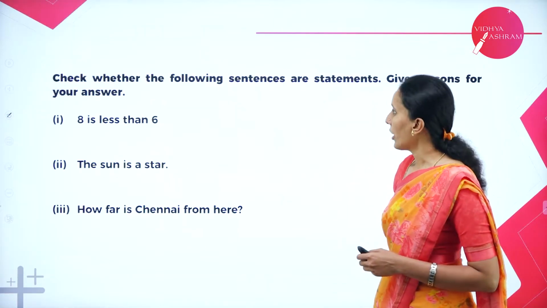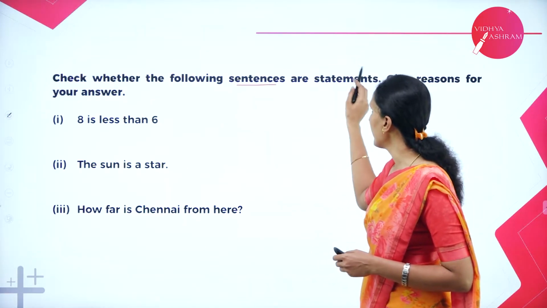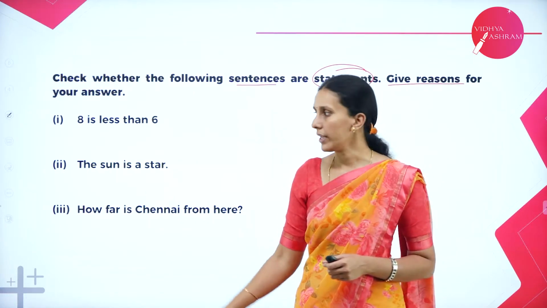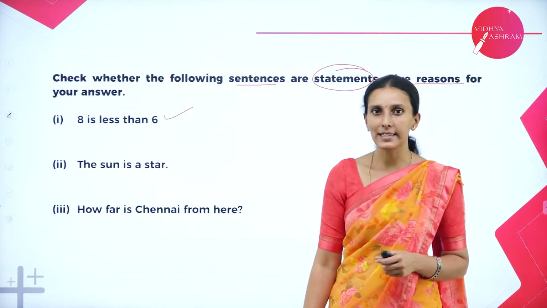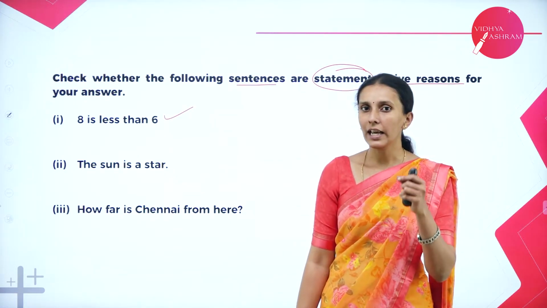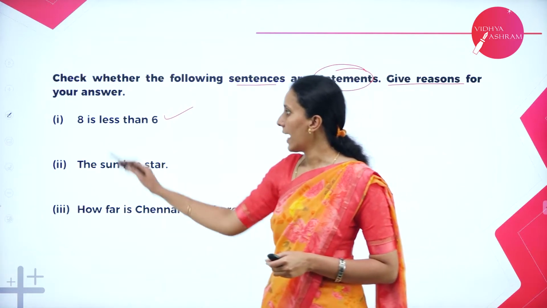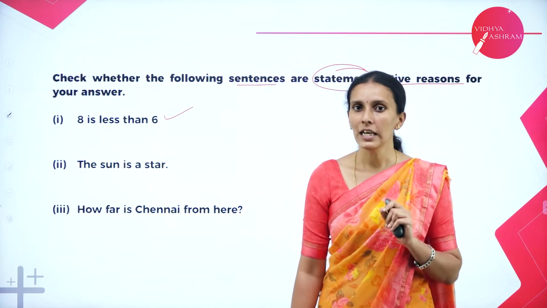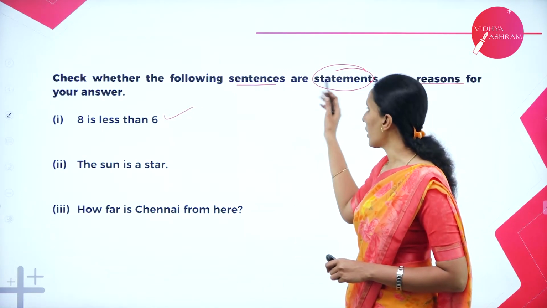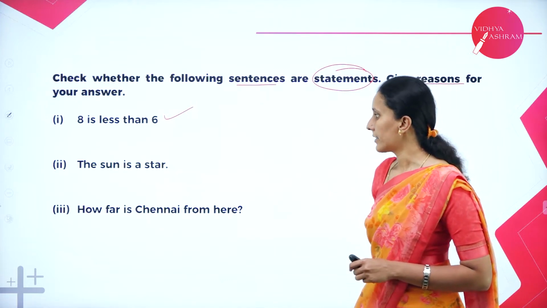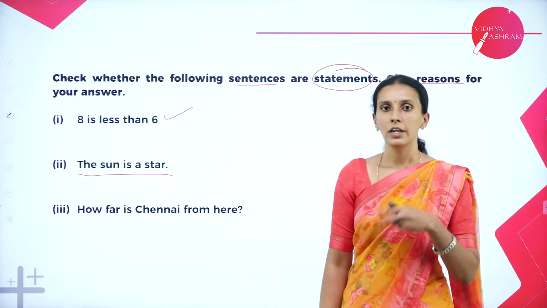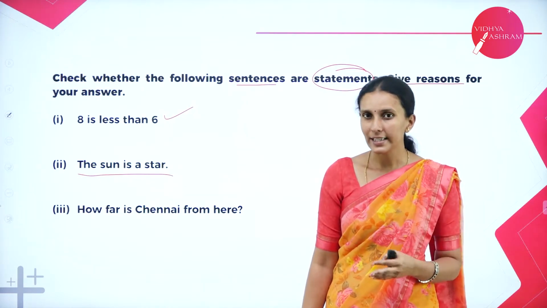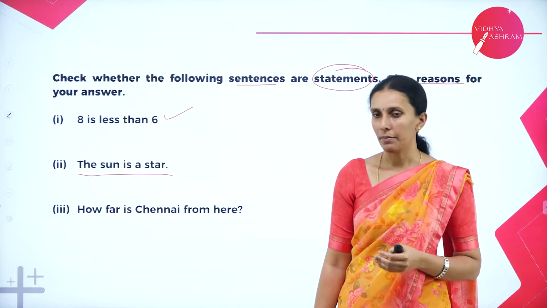Next, check whether the following sentences are statements. Give reasons for your answer. The first one is 8 is less than 6. It is clearly a false statement because 8 cannot be less than 6, and hence it is a mathematically acceptable statement. Therefore we can call it a statement. Next, the sun is a star. It is universally accepted that the sun is a star. It's a true sentence and we can call it a statement.